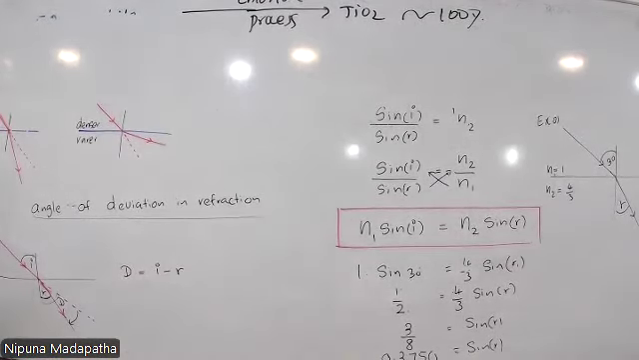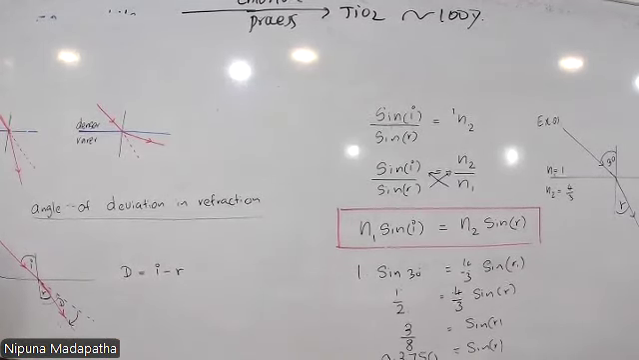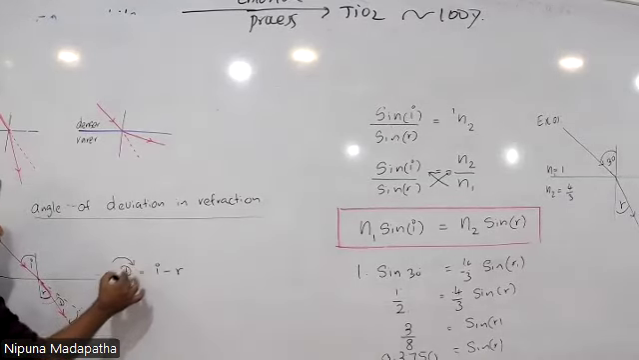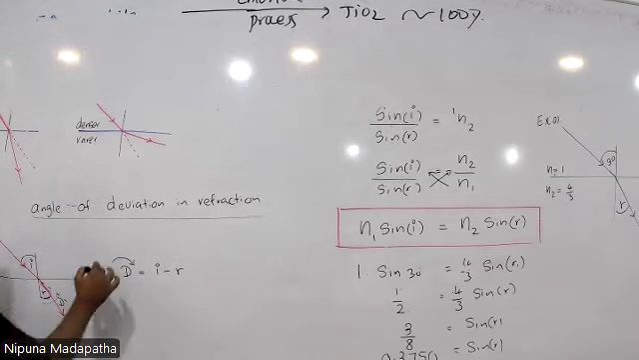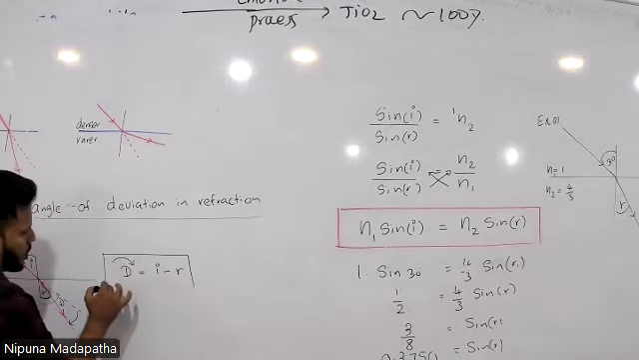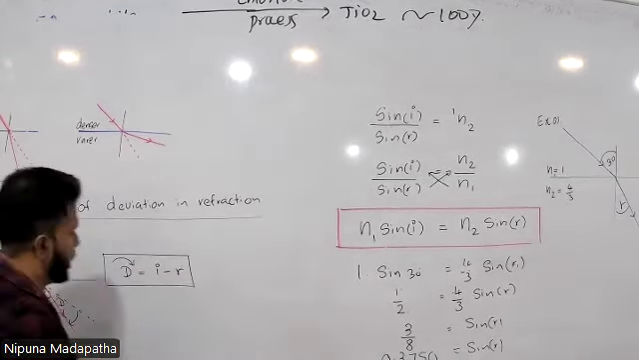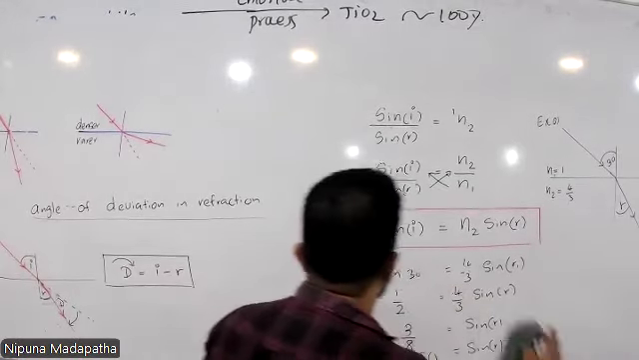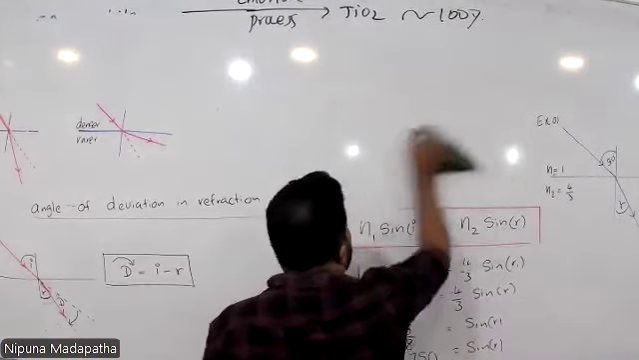What is the direction of this angle of deviation, clockwise or anti-clockwise? Here it is clockwise. This is the angle of deviation while the refraction occurs.